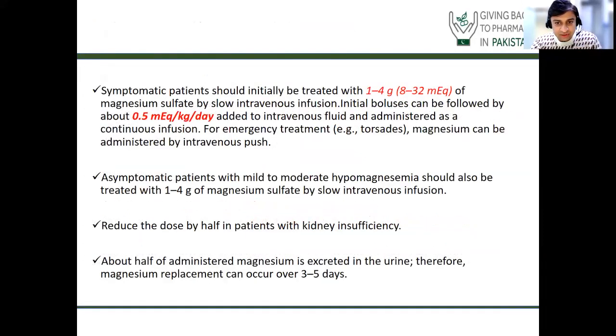Symptomatic patients should be treated with 1 to 4 grams of magnesium. That magnesium should be given very slowly, because the more rapidly you give it, the more rapidly it is excreted from the kidneys. So the strategy is always to replace the magnesium slowly over a couple of hours, and then you check the magnesium levels in the next 24 hours, because the replacement takes time.